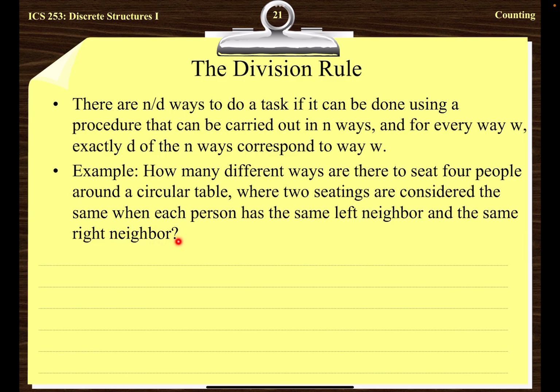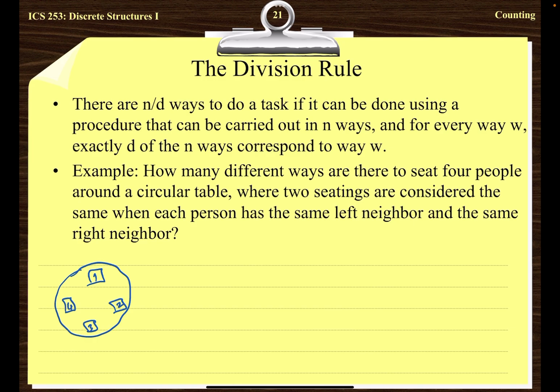For now, let us forget about this last constraint, that 2 seatings are considered the same when each person has the same left neighbor and the same right neighbor. Let's not consider this constraint for now, and let's look at the problem in general. So basically, what do I have? I have a circular table, right? And I have 4 seats. Let's call them seat 1, seat 2, seat 3, and seat 4.